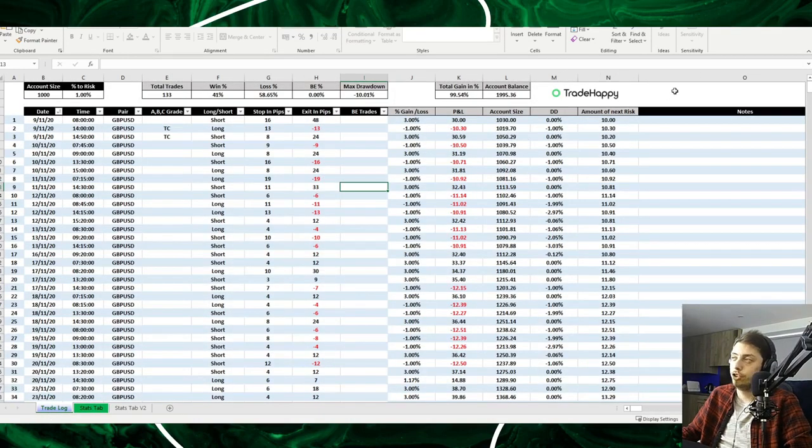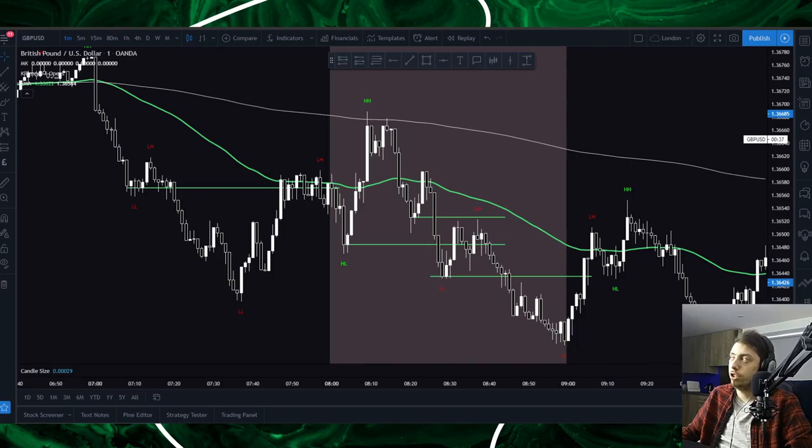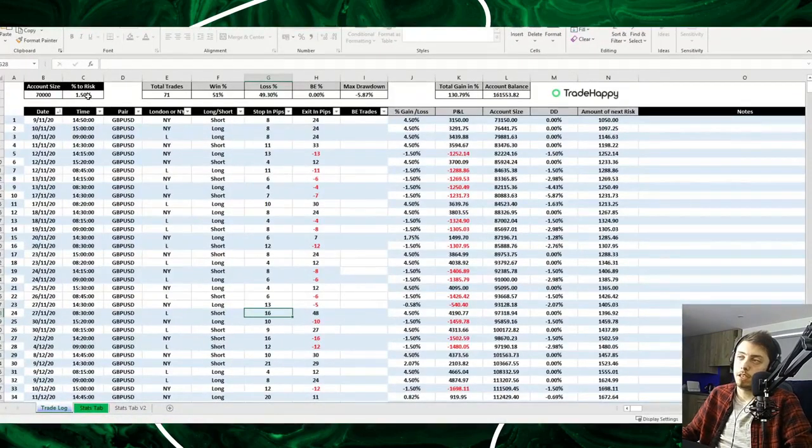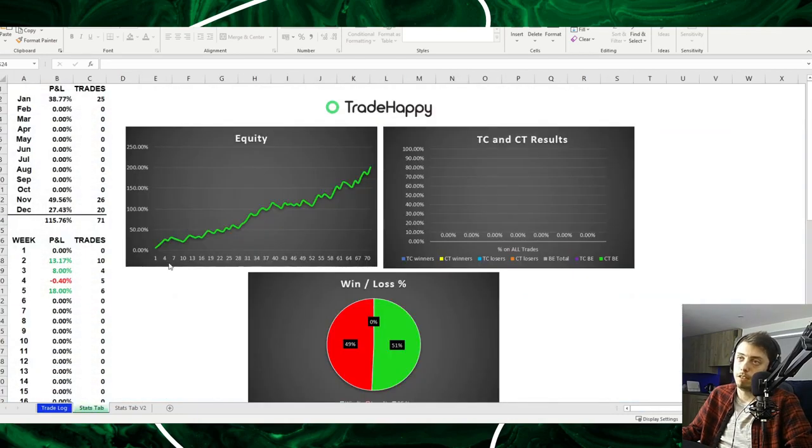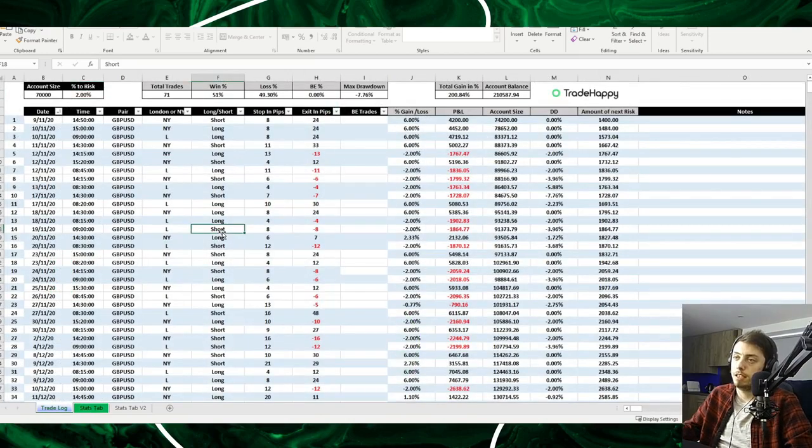But when we add the changes in, this is what we get. We can risk 2% per trade, so we're doubling the risk. We have a 51% win rate and a 7.7% drawdown. Okay, so we're doubling the risk, but we still have 3% less drawdown than the first one that was on 1%. We also have over 200% gain over 3 months. Equity curve looks amazing. Month by month is incredible as well. This is what I want to see.